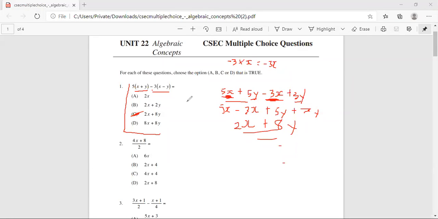Yes, sir. Good. Number 2, what is the answer? What do I get? B. All right. B is the answer. Let me show you how we get B now. I got B. Good. Excellent.